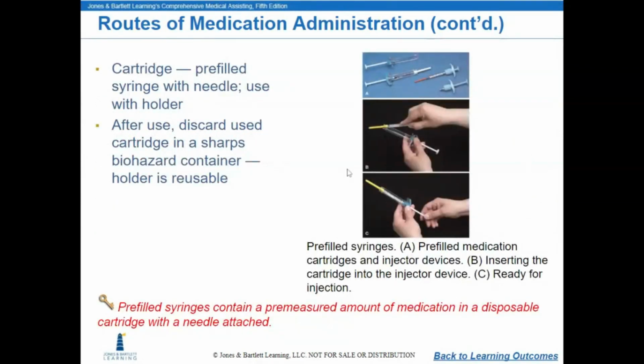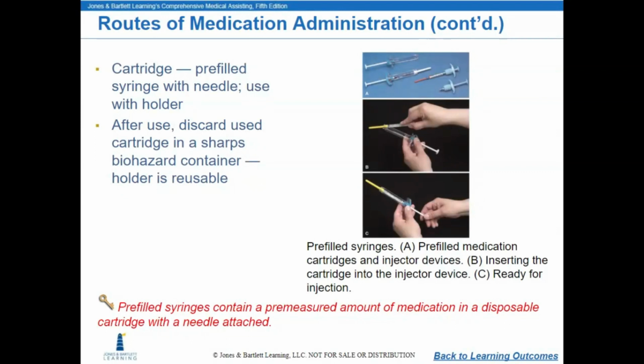All right, so these are pre-filled cartridges. I will tell you this, especially if you're working in pediatrics: you're going to be giving injections pretty much all day because you're going to get a lot of children coming in for their well child visits.